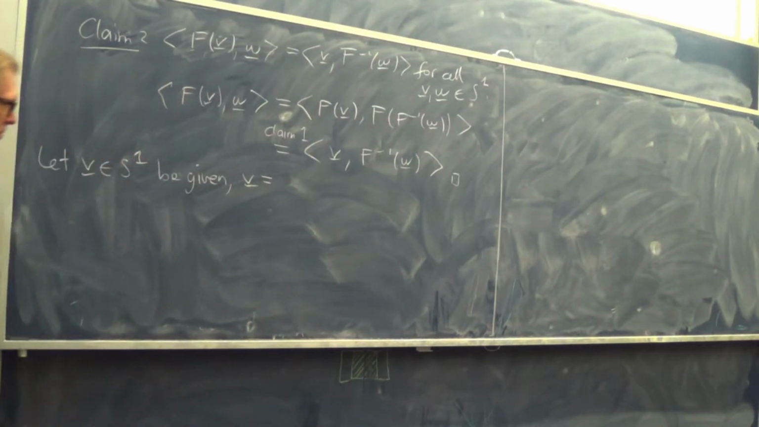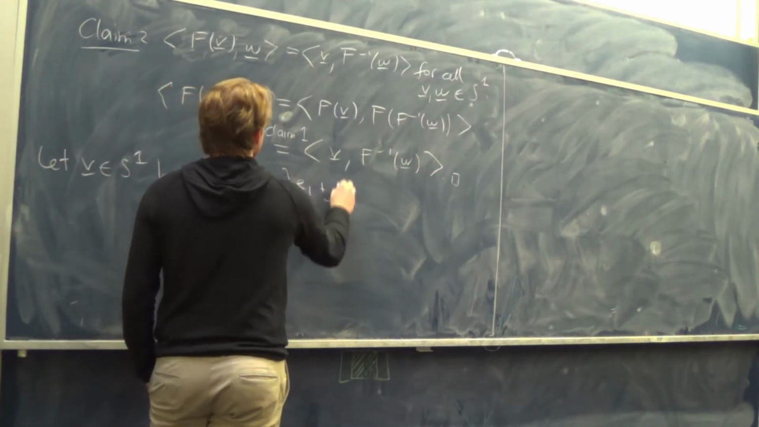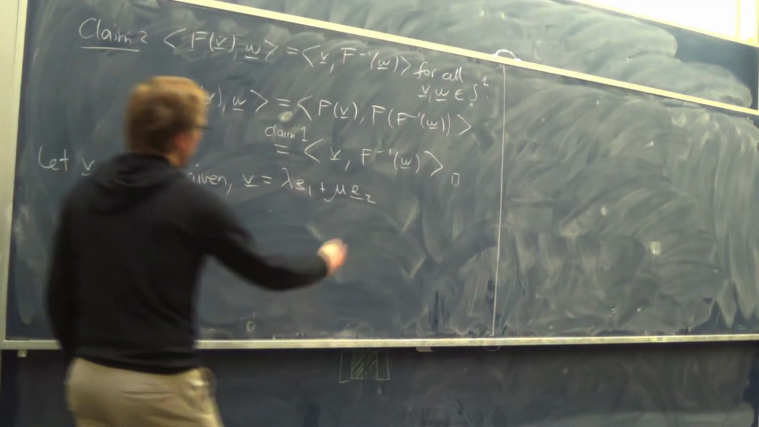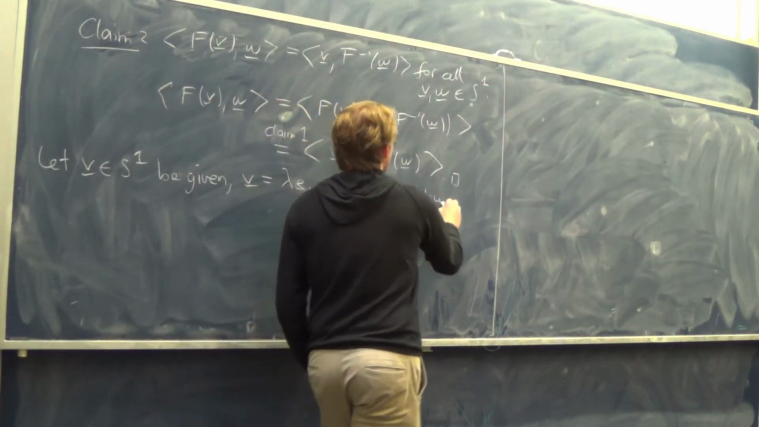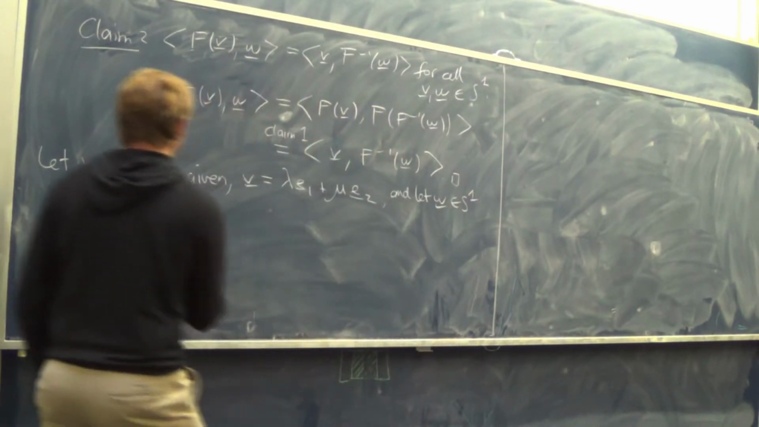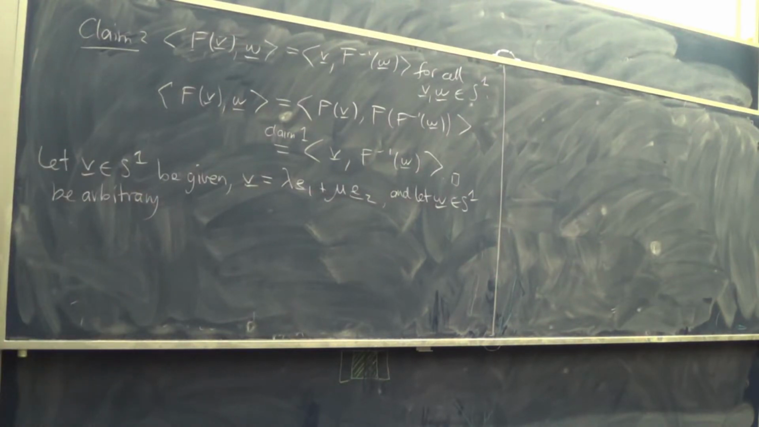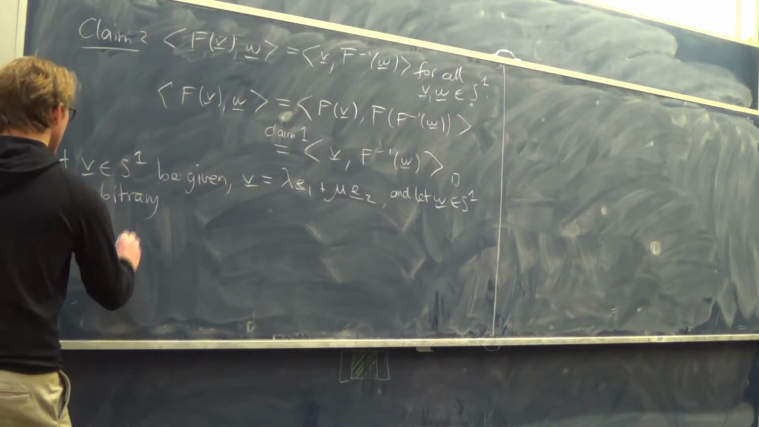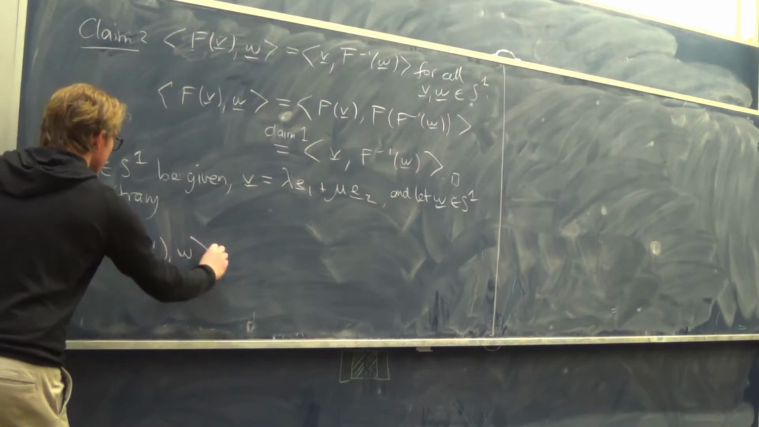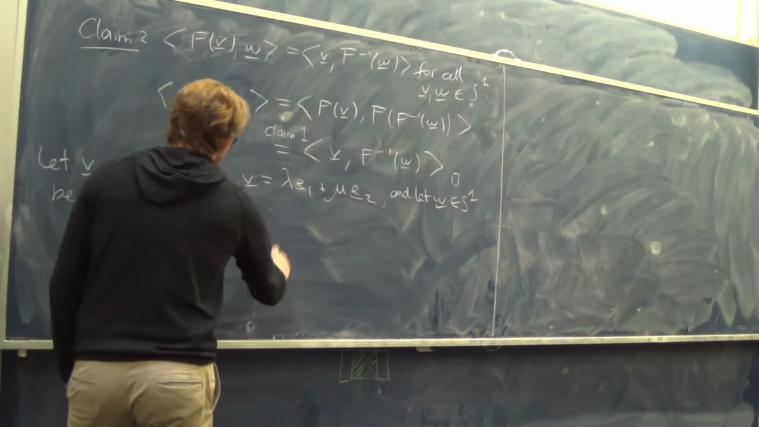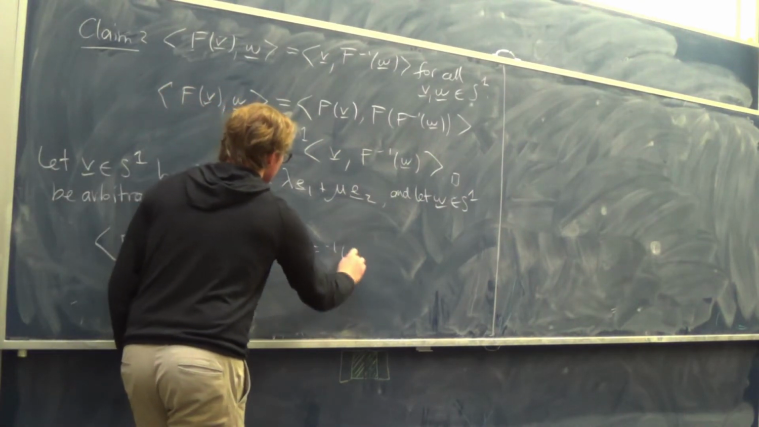So take any vector in S1, right? Well, then we can write it as, say, lambda E1 plus mu E2, of course, so lambda squared plus mu squared is 1. And let W be arbitrary. Okay, so V and W are both arbitrary, but I'm using lambda and mu to give the coordinates. So let me compute f of V comma W. Let me just explain how to do it. That's V comma f inverse W.